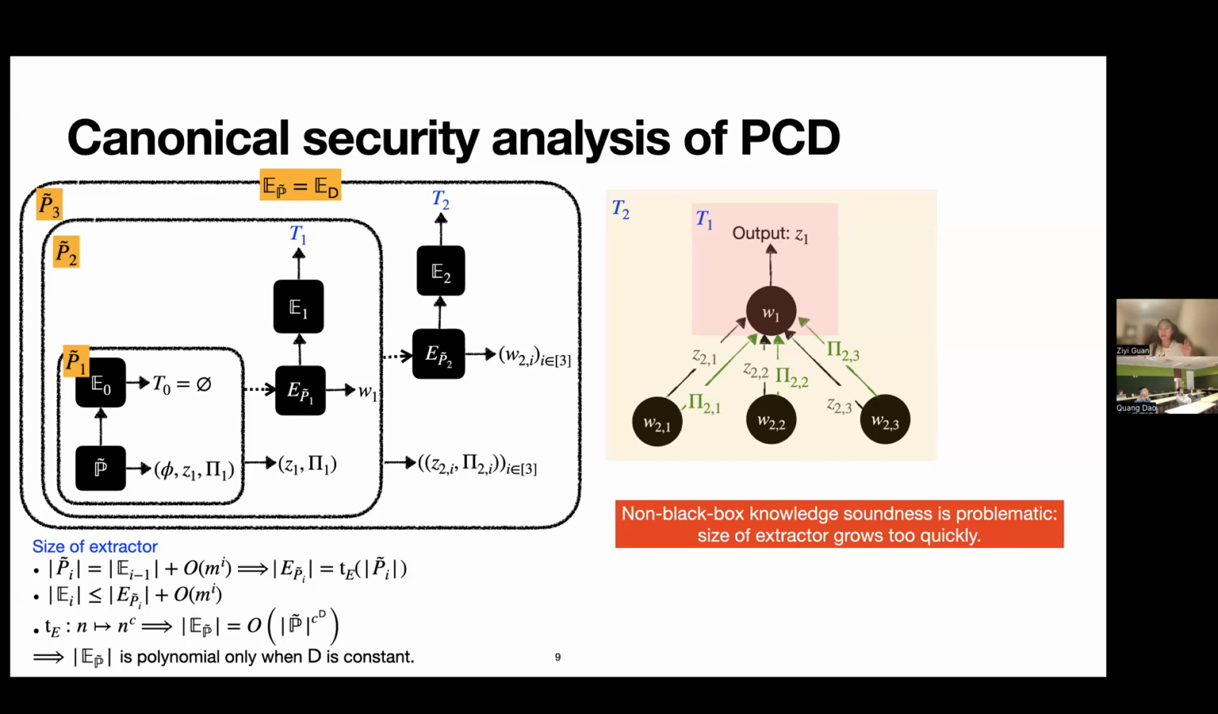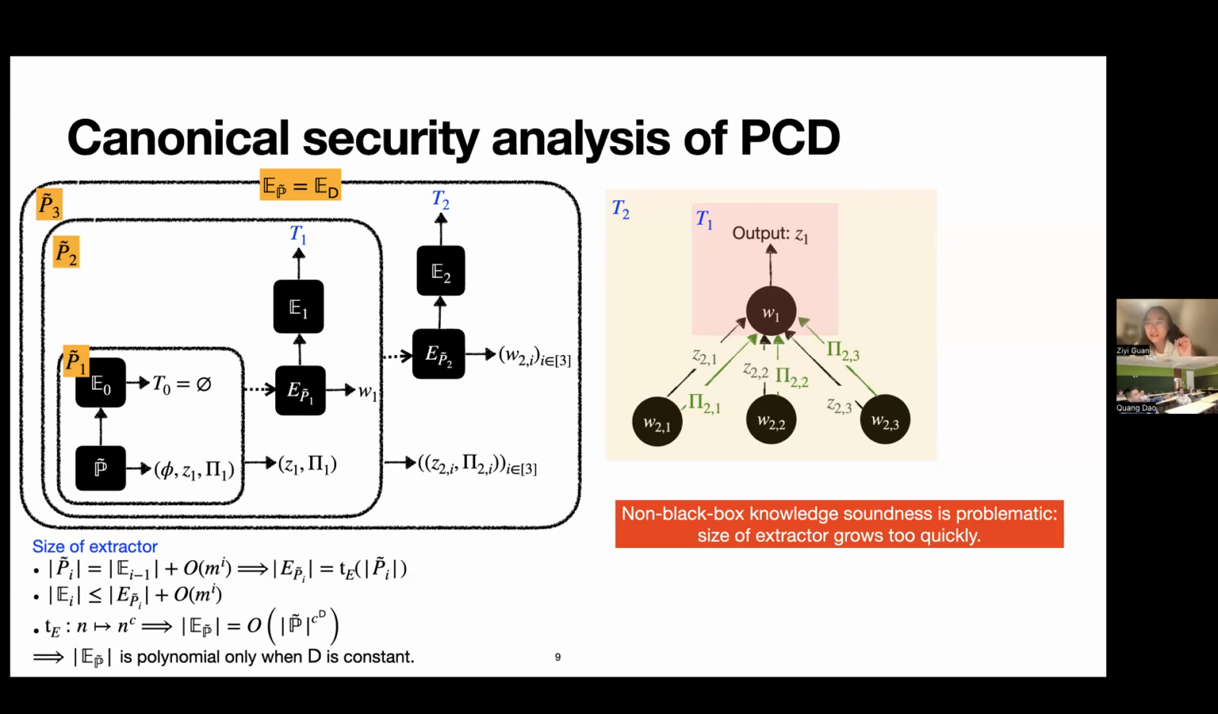So this kind of non-black box knowledge soundness is really problematic because we just simply can't afford the growth of the size of the extractor. It grows exponentially when the depth of the computation increases. And also in practice, the depth of the computation is never constant.